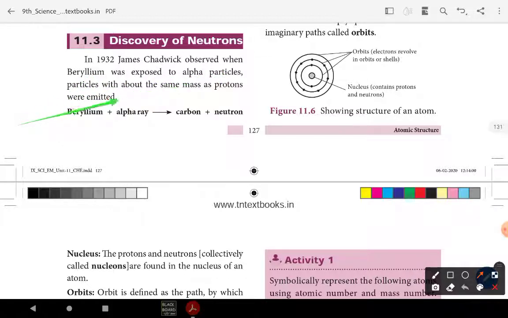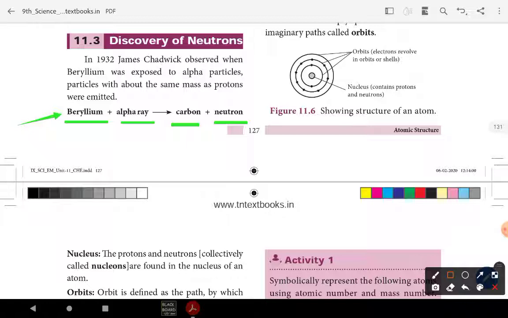So that's what this equation is given here. See here, beryllium plus, what is it given here? Beryllium plus alpha ray gives carbon plus neutron. So this is neutron. This is how they discovered it. A new substance is coming out, which has the same mass as proton.